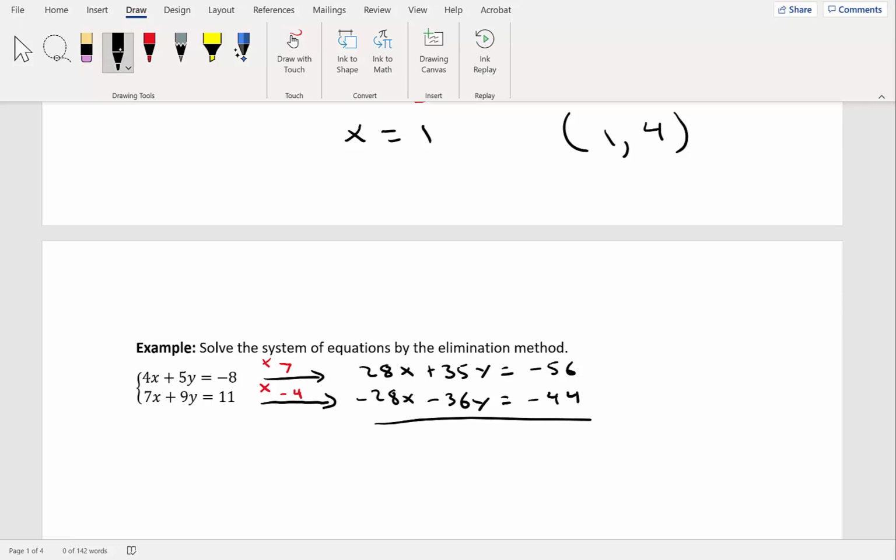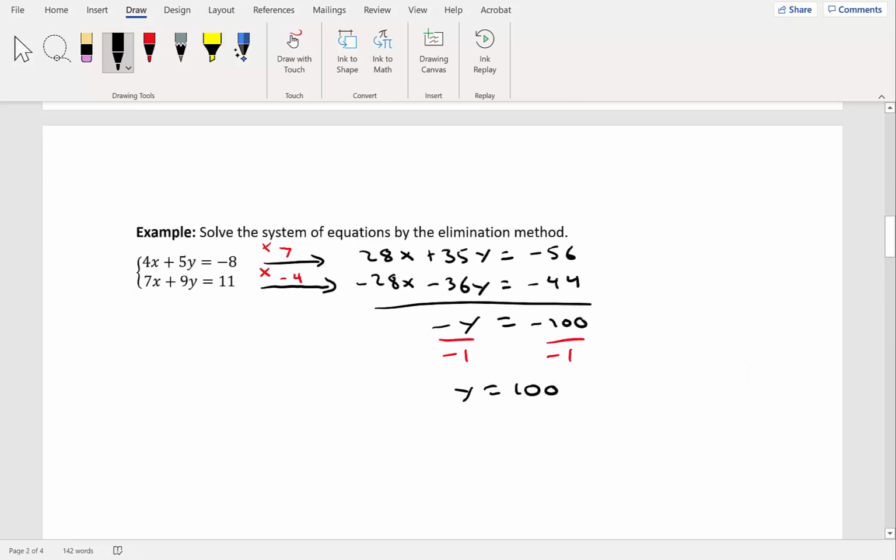Now, once you have one of the variables to be opposites of each other, you can go ahead and add them. So 28x and negative 28x, those cancel out with each other. There's no more x's. 35y and negative 36y, we get negative y, equal to, now negative 56 and negative 44, we get negative 100. Go ahead and continue to solve for y. Divide by negative 1. We get y is equal to positive 100.